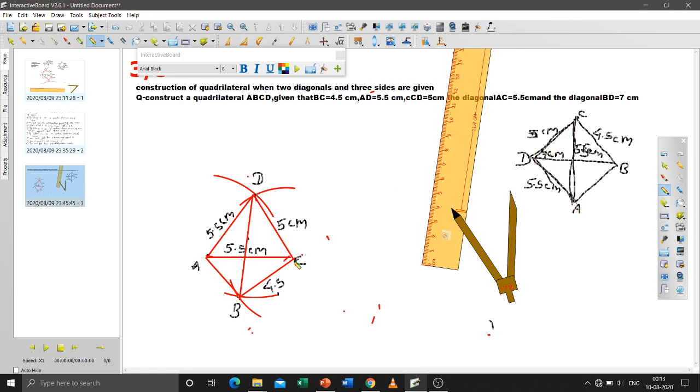First of all, we will draw the line segment AC of 5.5 centimeter. Then by taking A as a center, draw an arc of 5.5 centimeter. By taking C as a center, we will draw an arc of 5 centimeter. Again, to get the point B, by taking D as a center, we will draw an arc of 7 centimeter. Taking C as a center, we will draw an arc of 4.5 centimeter. In this way, the intersecting point of the arcs is B. Now, we will join AB and BC. In this way, we will get the quadrilateral ABCD.